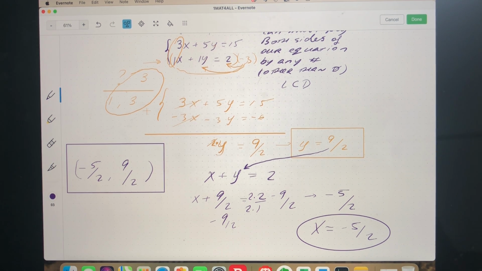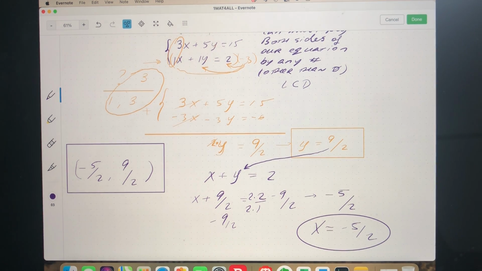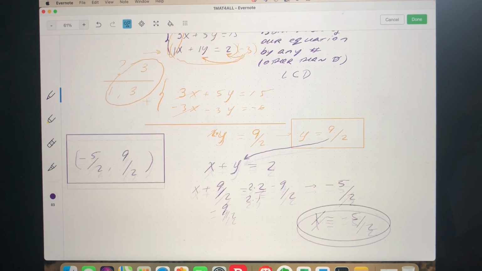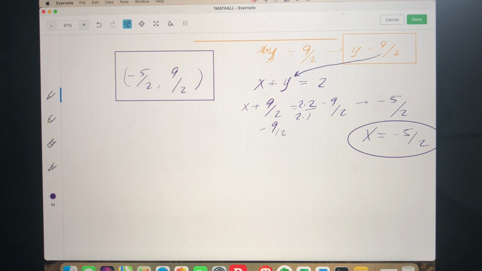Now, for somebody who does not wish to work with fractions like we did here, we could continue and do elimination one more time, and this time cancel the y and get the x. So just for practice, let's do that. It is not necessary at this point because the question is already solved, but just to practice elimination, let's do that one more time. So here is the original question, and it is 3x plus 5y is 15, and then x plus y is 2.